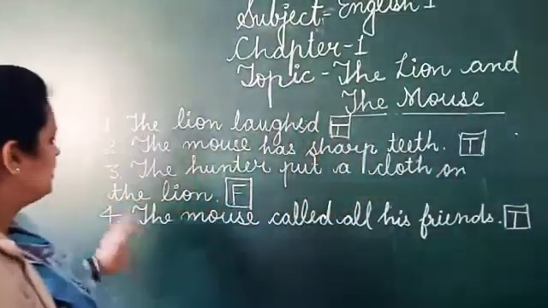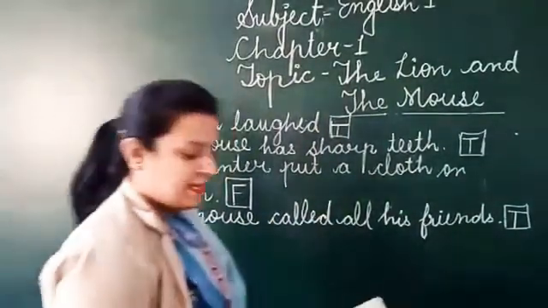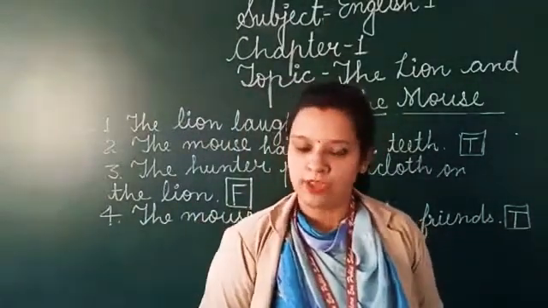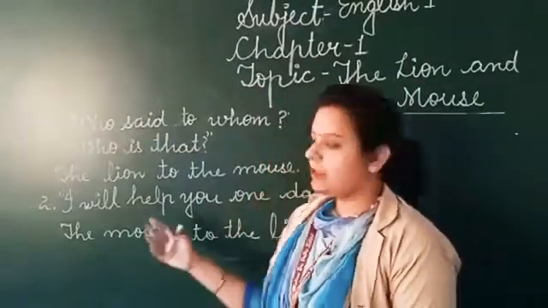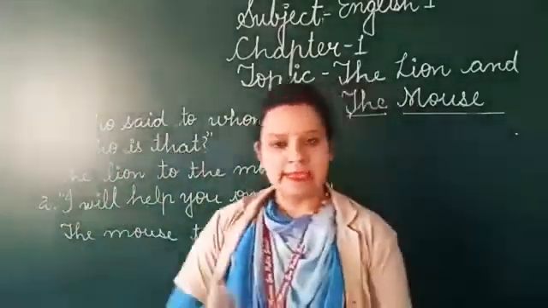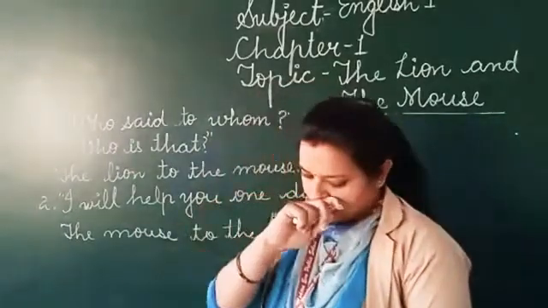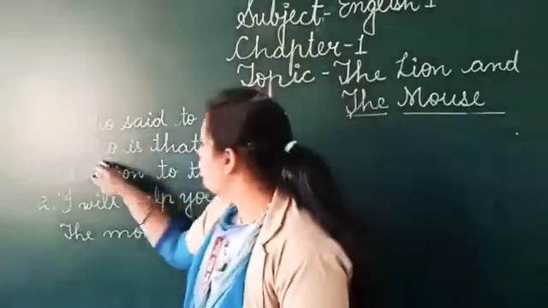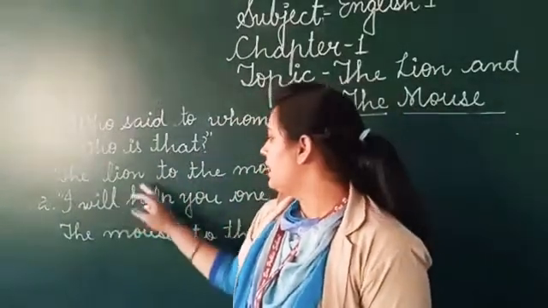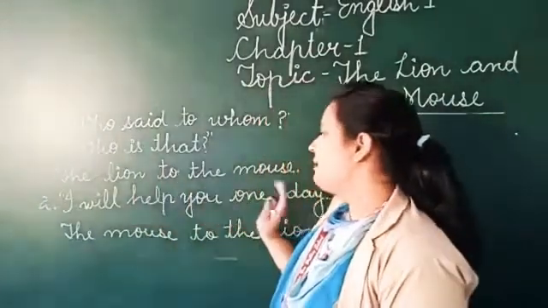So students, we have completed our exercise E. Now it is the turn of the exercise F. Okay. So here we have our exercise F. Who said to whom? किसने किसको कहा या किससे कहा? Okay. So our first phrase is who is that? Who is that? The lion to the mouse.